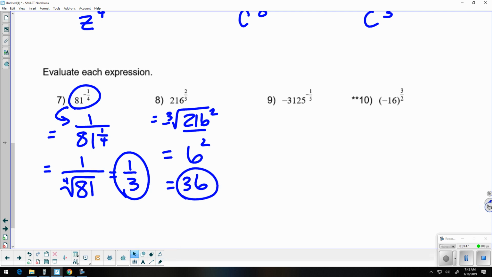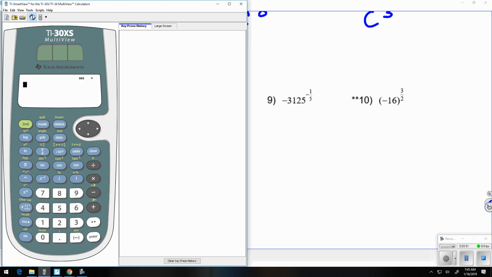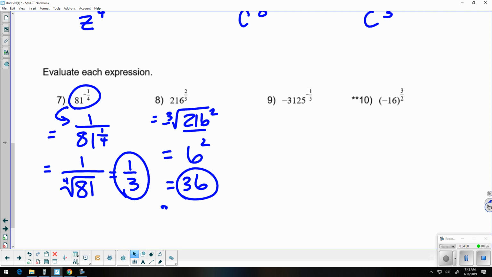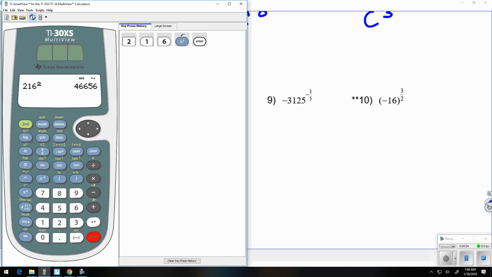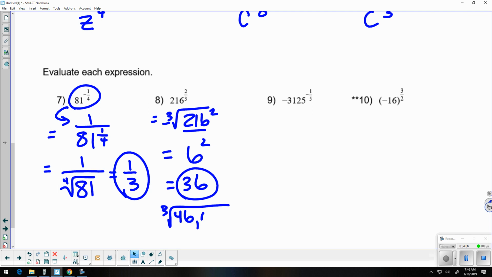A different approach that you can do though, what else you could do, you can just square 216 to start. So 216 squared, that was a pretty big number. And then, so 46,656, and now apply the root. So now take the cubic root of, I already forgot the number, 46,656. So now if I take the cubic root of that number, it should also be 36.